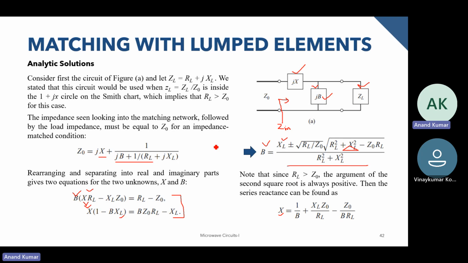So this was pretty straightforward. This condition, RL greater than Z0, is the real deal over here. Once you have decided that this is the condition, you would have the circuit design with you, and all you need to do is match Z0 to the impedance of this circuit and solve for the values of b and x. And once you have b and x, your work is done.